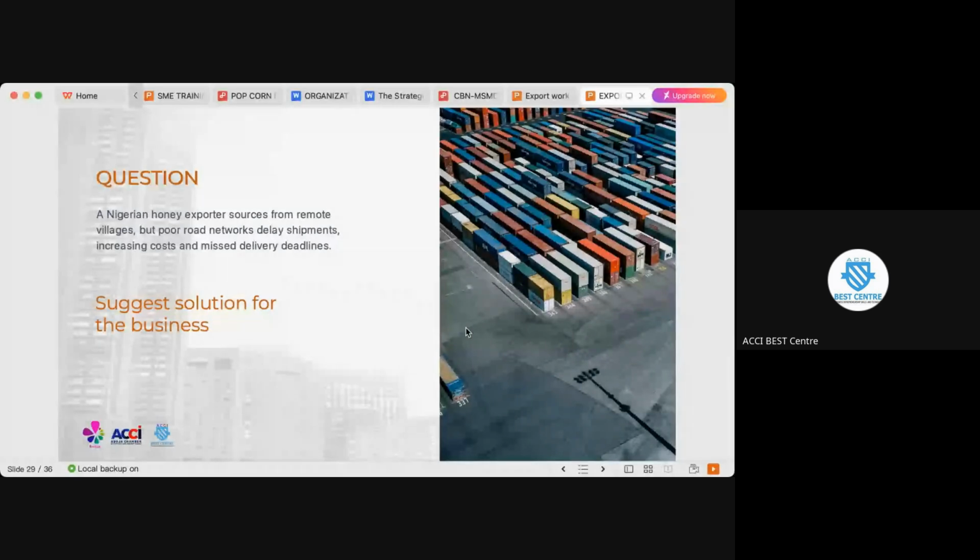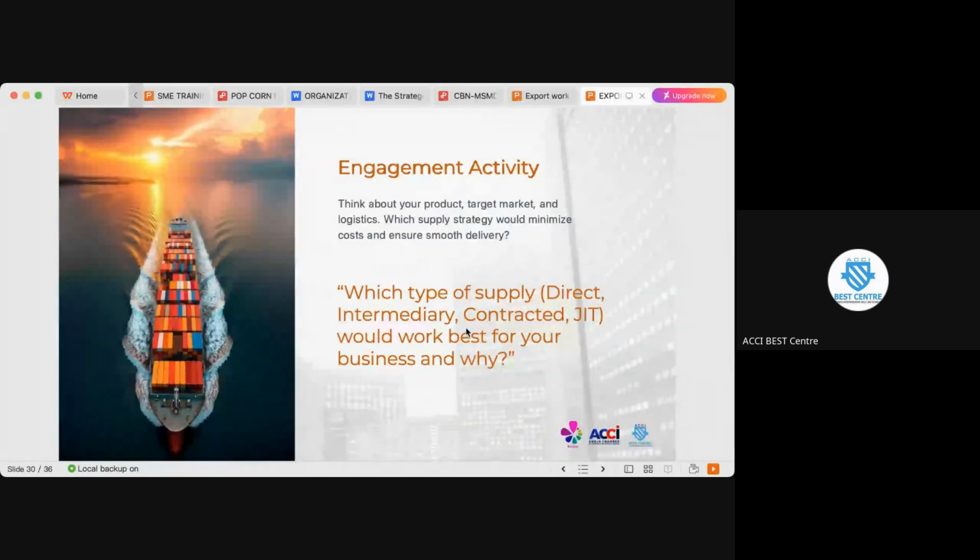So in Nigeria, an exporter sources from remote villages, but poor road network delays shipments, increasing costs, and missed delivery deadlines. These are just case studies of things that happen every day within the space. Suggest a solution for the business. So I'm going to leave this to us. Maybe we can just copy this and put it in the chat box, and people can drop their responses. Okay, we push this to our physical class.